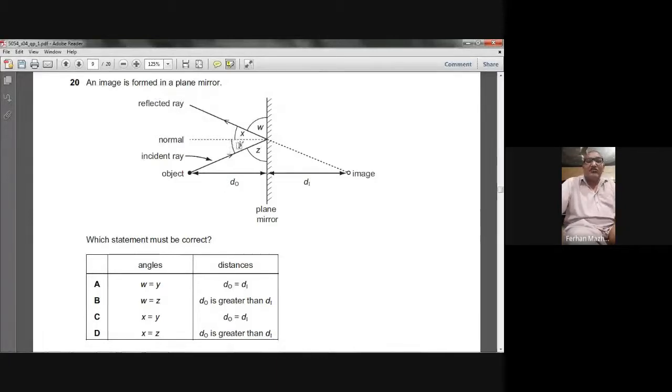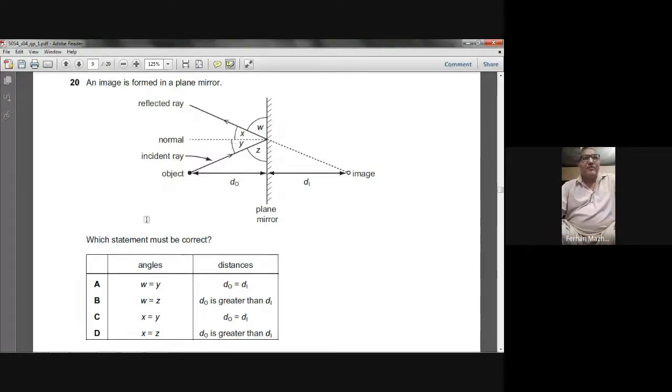This Y is the angle of incidence. This X is the angle of reflection. The angle of incidence and angle of reflection should be equal to each other. So angle X and angle Y should be equal. And the distance of the image behind the mirror and the distance of the object in front of the mirror are equal to each other. It means that Do and Di should be equal.